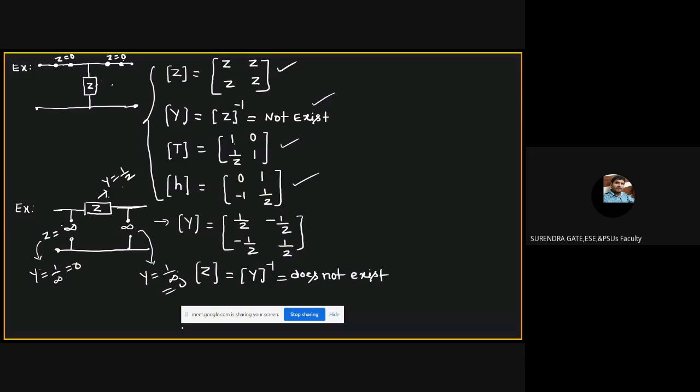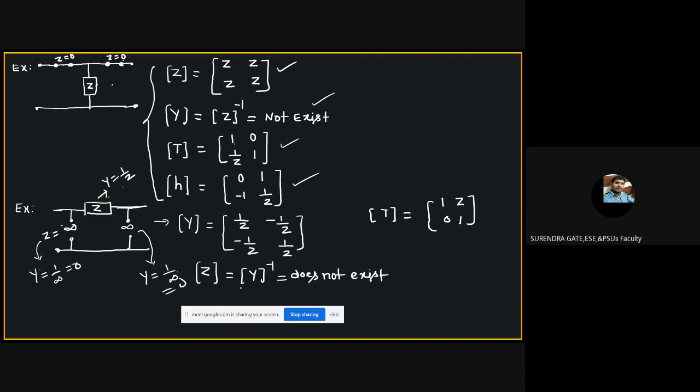For this network, Z parameters do not exist. Then what about the T parameters? The T parameters for this one are very important, students. Even for electrical students, even power system transmission analysis, this is useful. T network 1 Z 0 1.